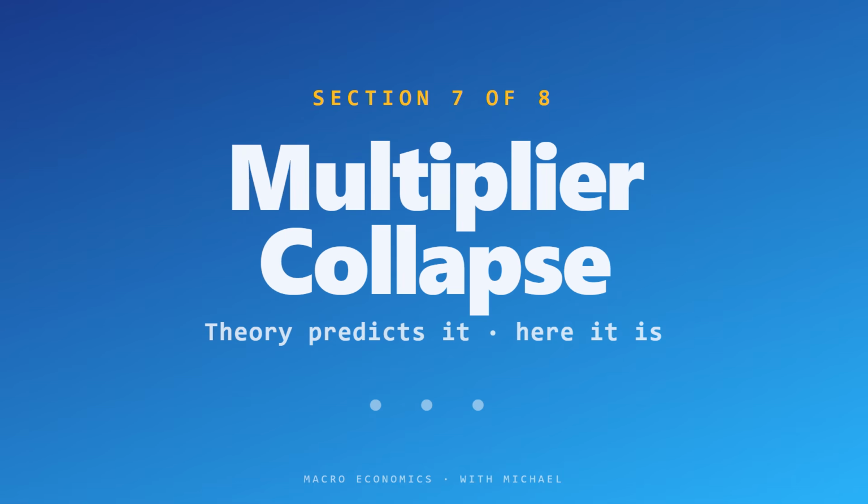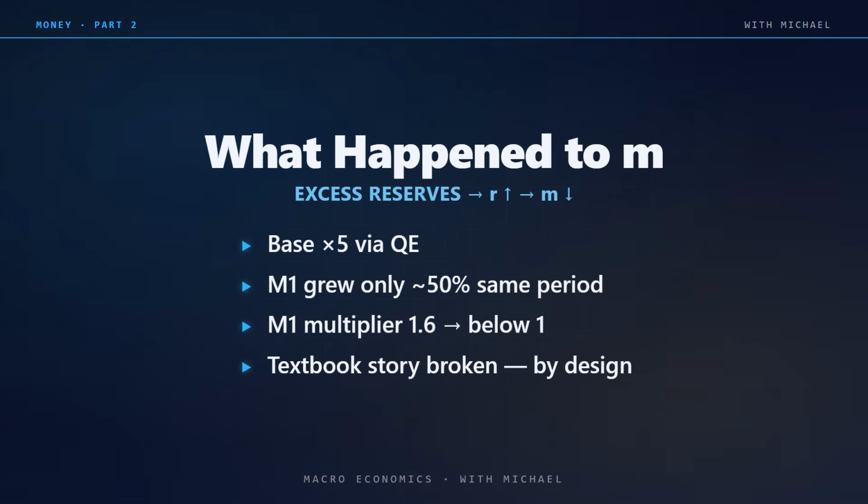Section 7. What the buffer did to the money multiplier. Recall the multiplier formula, 1 plus C over C plus R. When excess reserves pile up, R, the reserves actually held by the banks, rises far above the legal minimum. The multiplier falls. In the United States, the M1 multiplier collapsed from roughly 1.6 in 2007 to under 1 in 2009, where it stayed for years. The monetary base had been multiplied by 5, but the broad money supply only grew by about 50% over the same period. The textbook money multiplier, the one we derived in Part 1, broke down completely.